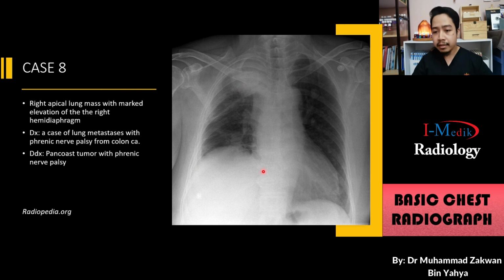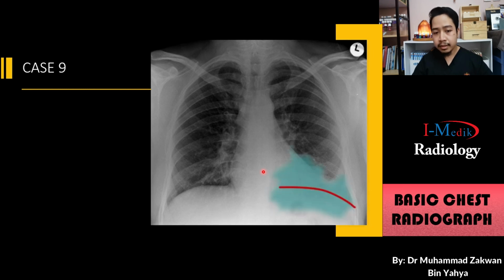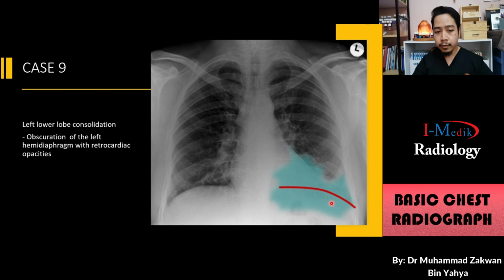Case number 9, frontal chest radiograph. We can see there are retrocardiac opacities obscuring the left hemidiaphragm, same as the previous case. It is a case of left lower consolidation. My point is we need to outline both hemidiaphragms clearly. If we don't see them, there must be an abnormality there, either consolidation or some lesion. The obscuration of the left hemidiaphragm is due to retrocardiac opacities.